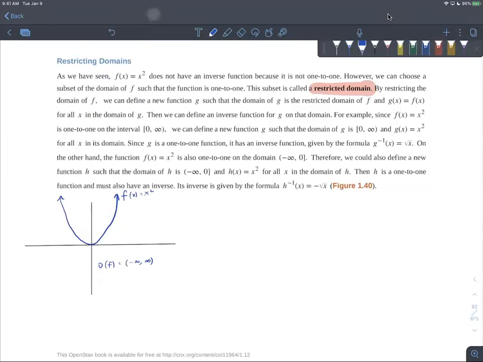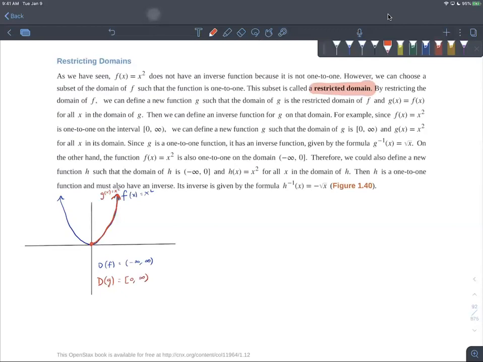So we're going to define a new function. Let's call it g of x. I'm going to draw it right on top, in red so it's clear. This new function, let's call it g, and g of x is actually equal to x squared. It's defined in the same way, but the domain of g is only from 0, and let's include 0, from 0 to infinity.